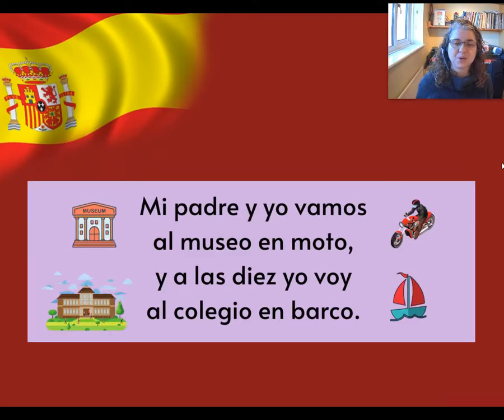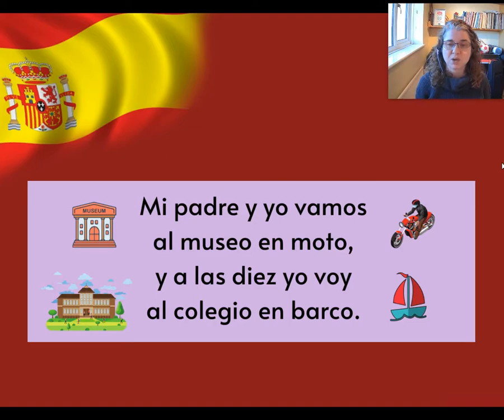Let's look at verse number 2. Escuchad y repetid. Mi padre y yo vamos al museo en moto. So my father and I go to the museum by motorbike.